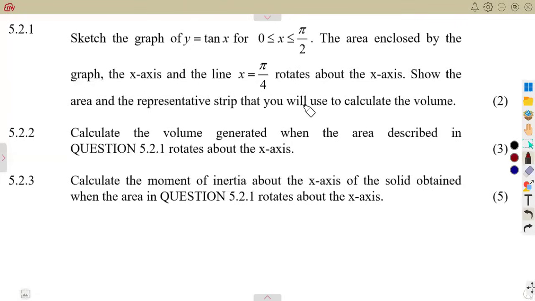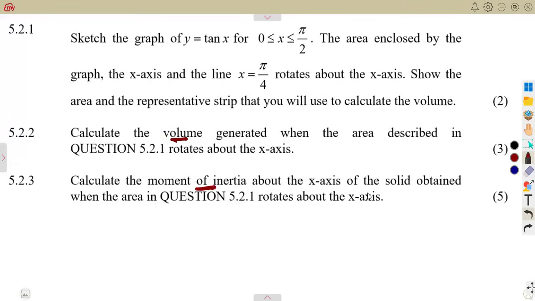So on this question that we are given, it is to sketch the graph of y is equal to tan x for x greater than or equal to 0 and less than or equal to pi over 2, and the area enclosed by the graph, the x-axis and the line x is equal to pi over 4 rotates about the x-axis. Show the area and the representative strip that you use to calculate the volume, and that was 2 marks. And from there, the volume and the moment of inertia.